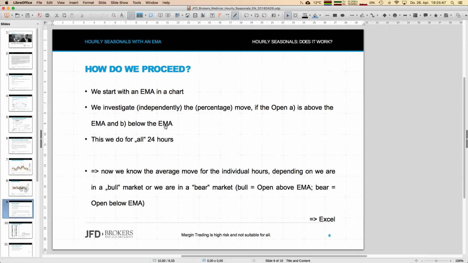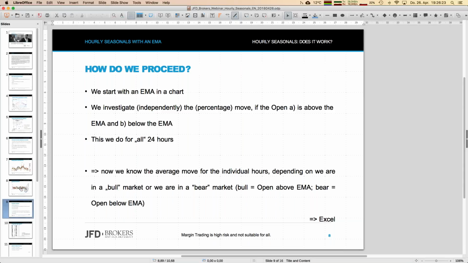And that kind of investigation we do for, let's call it, all 24 hours. So we have 24 candles a day, and we do that kind of investigation independently. So the target is later, maybe we will realize that, just fictively now, at 3 o'clock, if we are above EMA, then the gold price for the next hour has an edge to north.